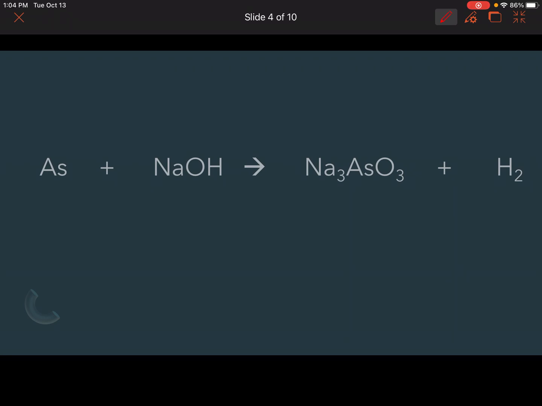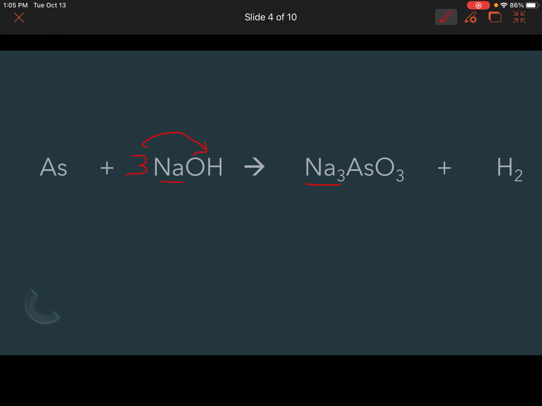Now again, we're going to balance our metals first. So I've got my arsenic, As, and I've got As over here, 1 to 1, so good. Next, I'm going to look at my sodium. So sodium, I've got 1 here, but I've got 3 here. So I'm going to put a 3 on that one. Now I'm going to look for hydrogens. I've got 3 hydrogens on the left side, okay, because that 3 applies to the hydrogen here, and I've got 2 here. So that's a problem when you've got 3 on one side, an even number on one side and an odd on the other.